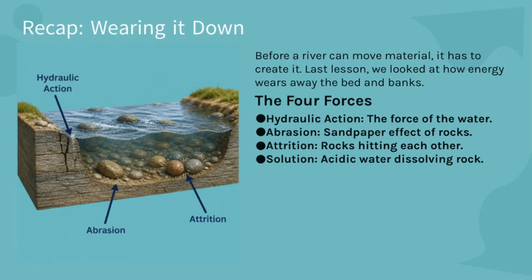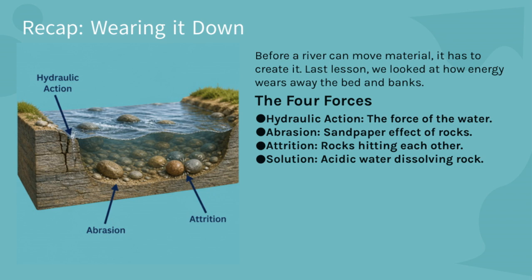Before a river can move material, it usually has to create or collect that material. In the previous lesson, we looked at the 4 main erosion processes. The first was hydraulic action. This is the force of the water breaking apart the riverbed and banks. The second was abrasion. This is when rocks and sediment carried by the river scrape against the bed and banks like sandpaper. The third was attrition.